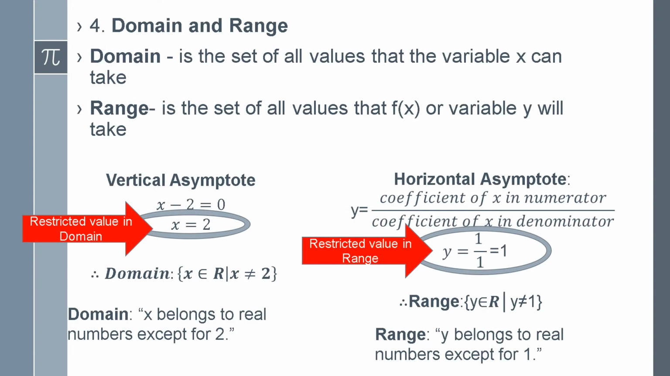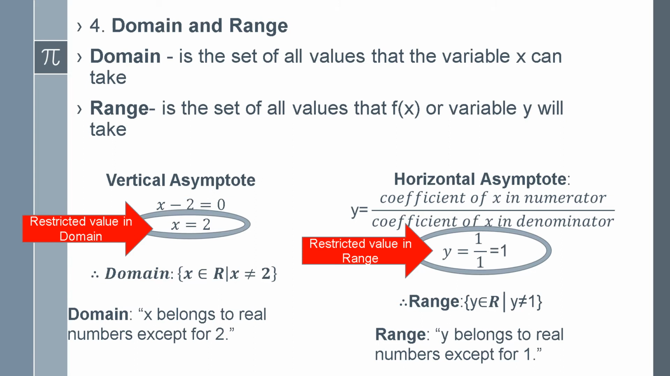And then the last one, the domain and the range. Let's recall the function. Meron tayong domain at saka range doon, di ba? Yung domain doon is the value of x, and then the range doon is the value of y or the f of x. But this time, in the rational equation, the domain here is the set of all values that the variable x can take, while the range is the set of all values that f of x or variable y will take.